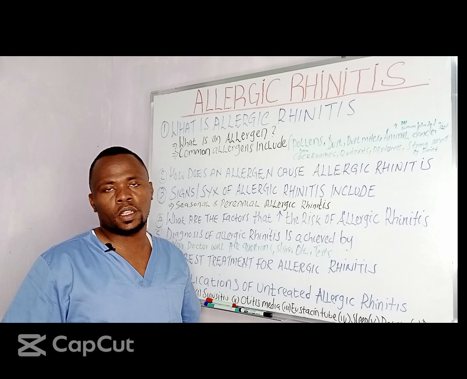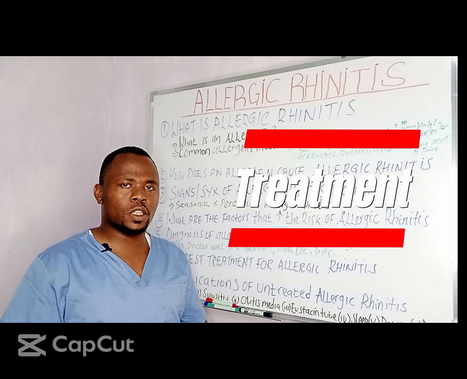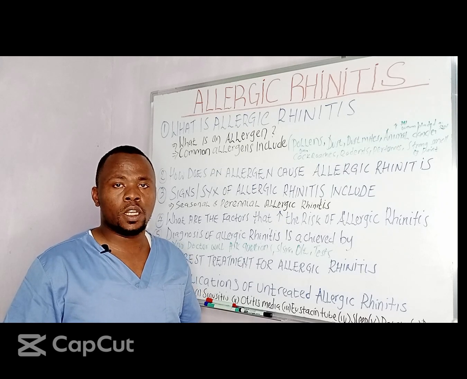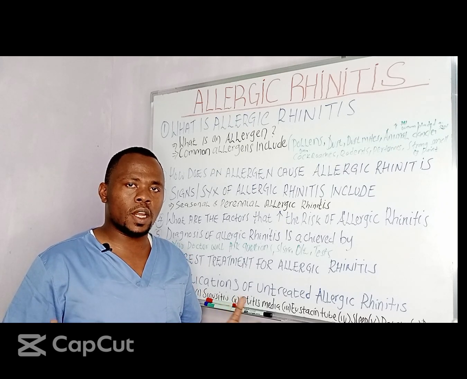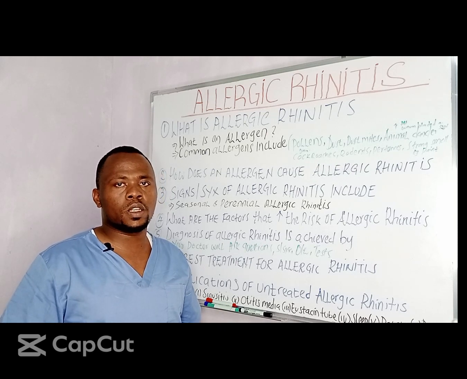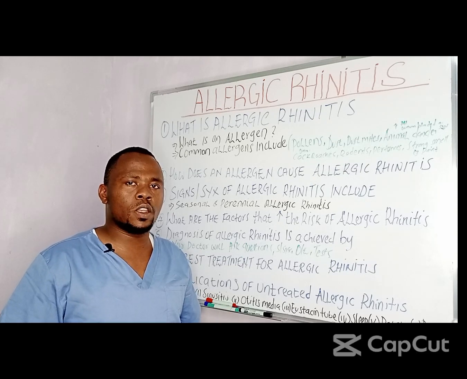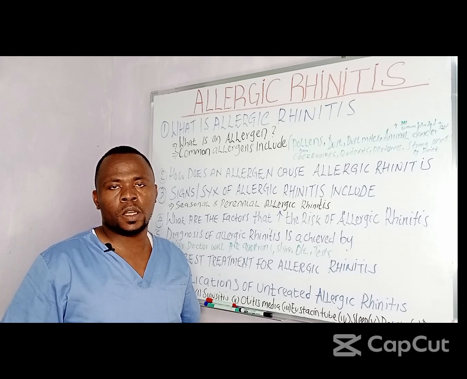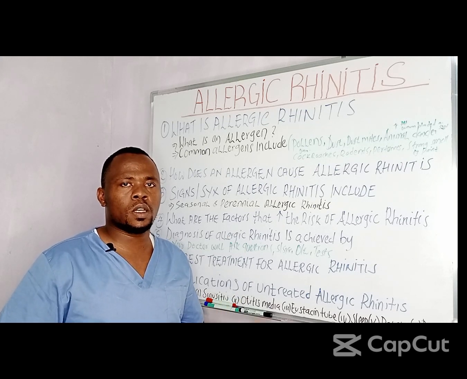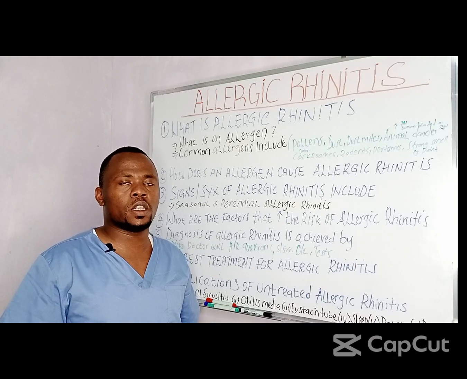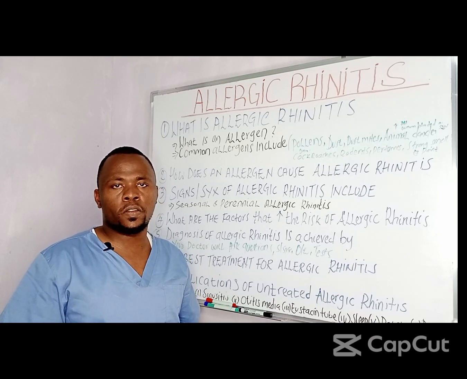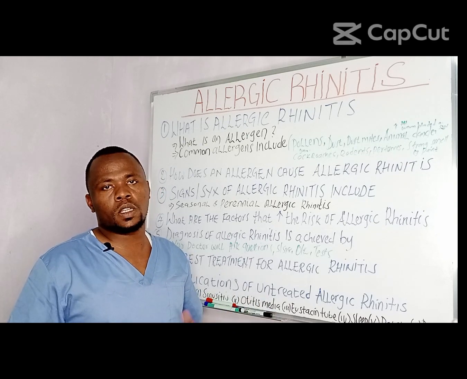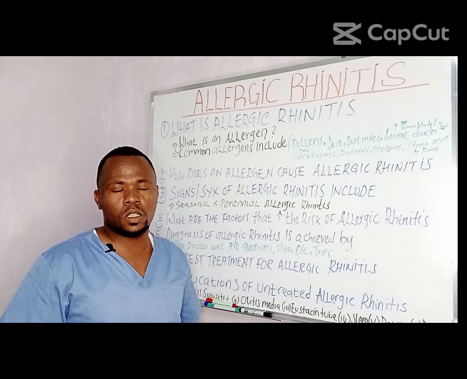How is allergic rhinitis treated? The best treatment for allergic rhinitis include avoiding the specific allergen that causes you to develop allergic reaction or allergic rhinitis. If it is difficult to avoid these allergens, you can also have other medical approaches like one, prescription medications. There are so many prescription medications that relieve the symptoms and treat allergic rhinitis. Two, we have other alternative therapies. Three, we have supplements that treat allergic rhinitis.